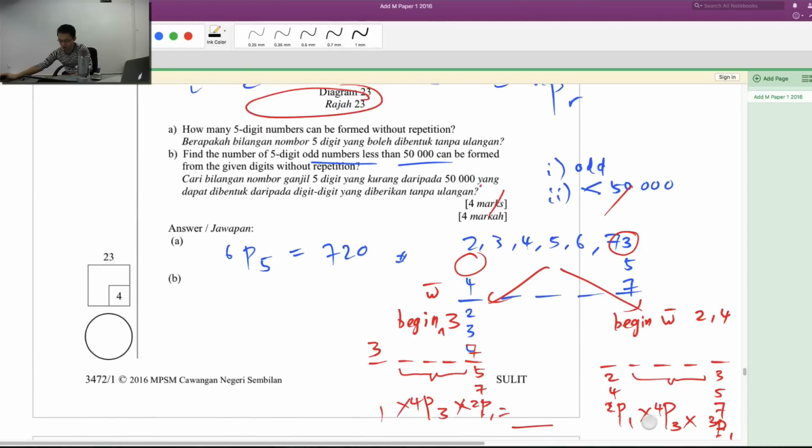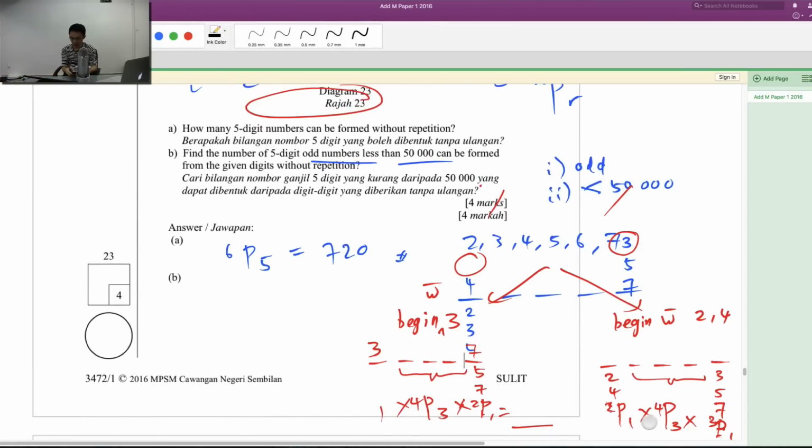And then both answers I plus together. So 4P3 multiply 2P1 multiply 1, the first one I get 48. Plus the second one, 2P1 multiply 4P3 multiply 3P1, so plus 144. So the final answer should be 192.